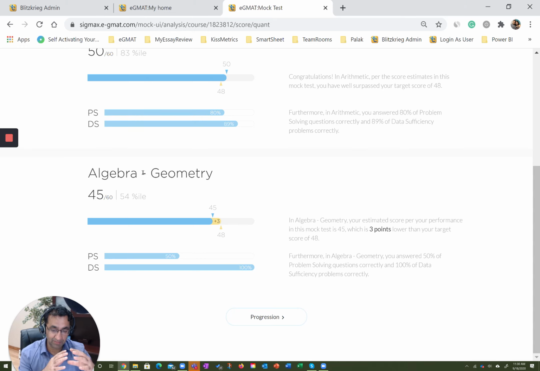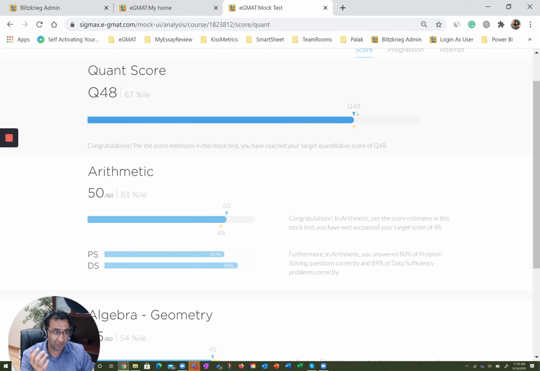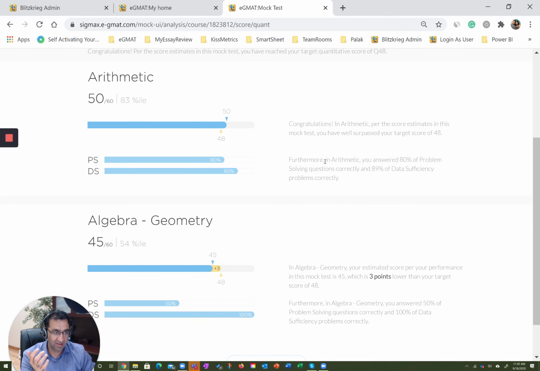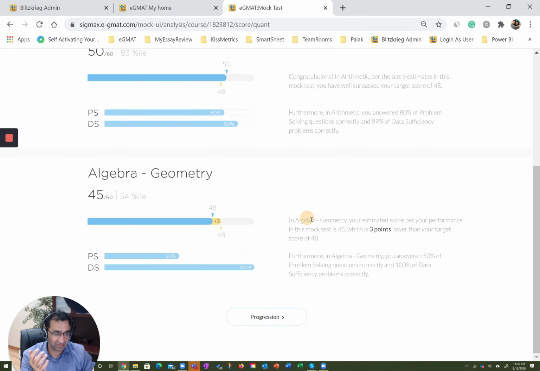Arithmetic, we want to maintain our abilities. So arithmetic is number properties, word problems, PNC, probability. And then it comes to algebra geometry, where you have inequalities, equations, functions, and then geometry. That's where you want to build ability. Again, you can really see for this guy, the target score was Q48, which is what you see over here. And you can see these arrows are right there. This guy surpassed that over here. And it tells you that you're 3 points shy of your target score.